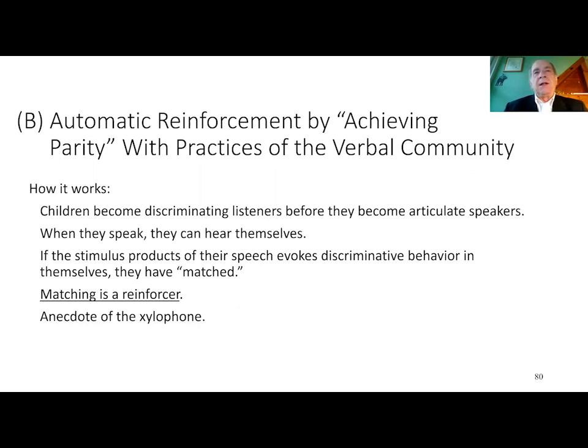But when they begin to speak, they can hear themselves, assuming that they have normal hearing. Now, if the stimulus properties of their speech, that is, if what they hear themselves say, evokes a tendency to behave in themselves that matches what they do in response to other people, then they've matched. In other words, they can tell when they've said it right, because it sounds right. How they tell is that the sounds produce discriminative behavior in themselves. Matching is a reinforcer.